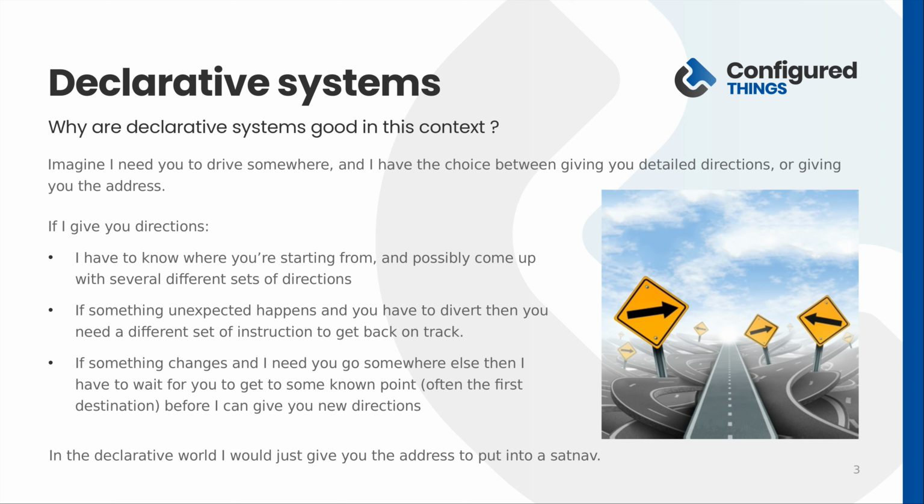And if something unexpected happens and you need to divert, then you're going to need a different set of instructions to help you get back on track. And then finally, if something changes, and actually what I now need is for you to go somewhere else, then I've got to wait for you to get to some known point, some known state, maybe the first destination, before I can even give you the new directions. Now, in the declarative world, I would just give you the address and you put that into the sat-nav. And that acts as your declarative system and helps you get directly to that address.